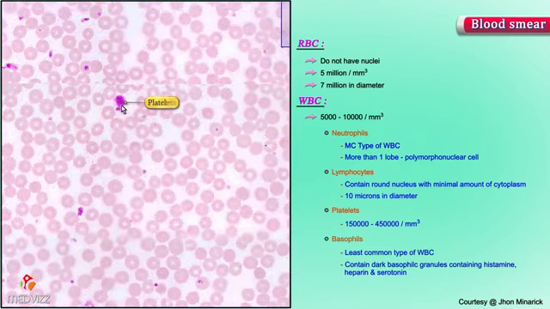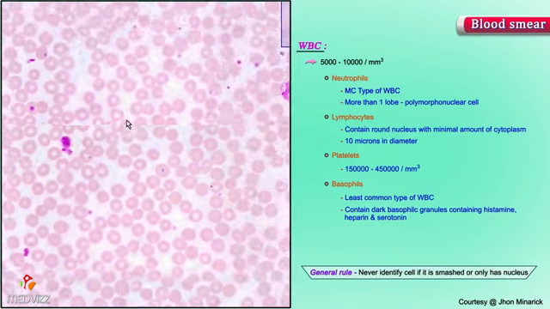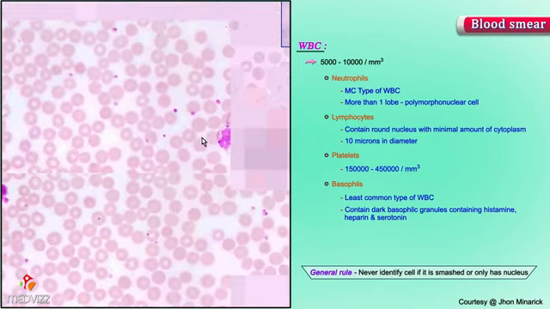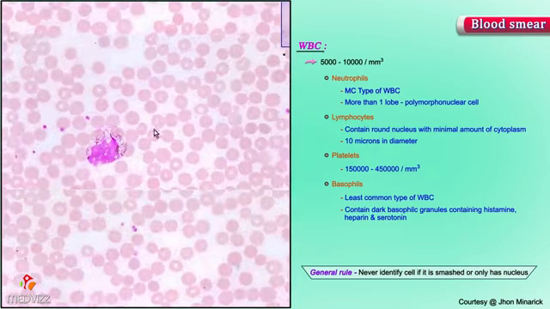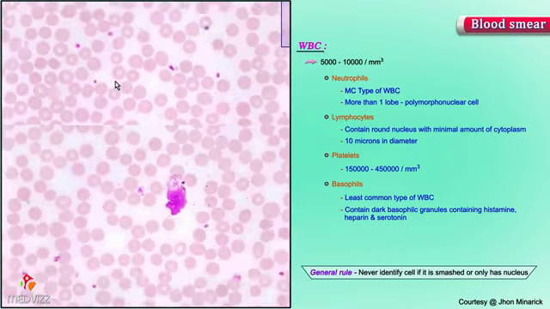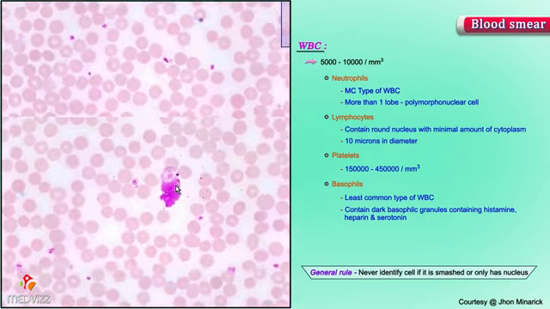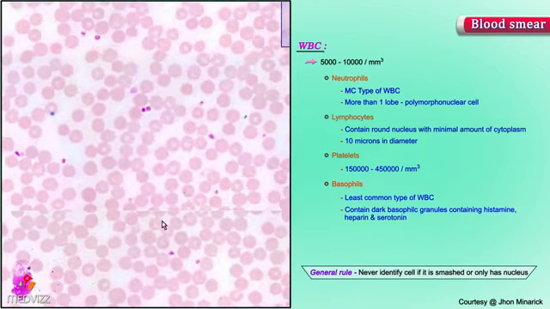Here is perhaps a large platelet or a fragment of a cell. And the rule is never identify a cell if it is either smashed or smushed or only has a nucleus. Otherwise, there's a good chance you'll be wrong. There's always a good number of cells on a smear that are smashed or smushed for whatever reason, and you don't want to even try to guess what they are. Otherwise, once again, all you see are red cells and platelets.